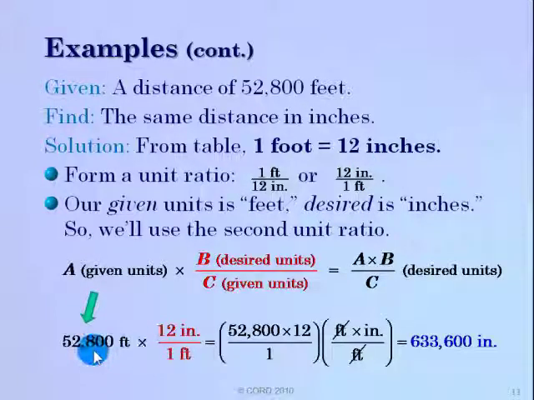So our given number is 52,800 feet. Our unit ratio is 12 inches over 1 foot. Our values, 52,800 times 12 over 1. Our units, feet times inches over feet, where the feet cancel. And our resulting value then is 633,600 inches. And so we have that a distance of 52,800 feet is equivalent to 633,600 inches.